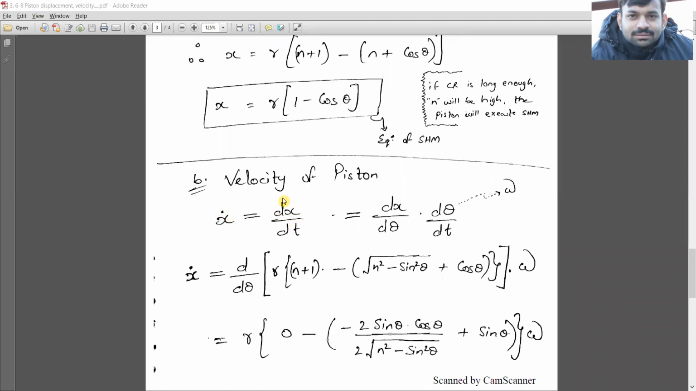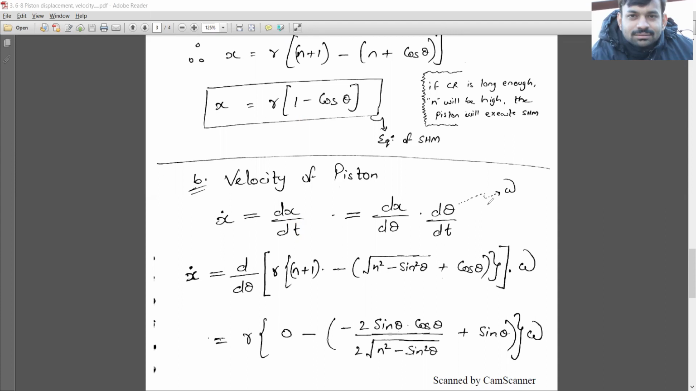It is nothing but the derivative of displacement with respect to time, right? So we know that velocity is distance travelled, displacement done within a particular time frame, right? So that is velocity. We do not have direct time related data, so what we can do is write dx by dt is equal to dx by d theta into d theta by dt.